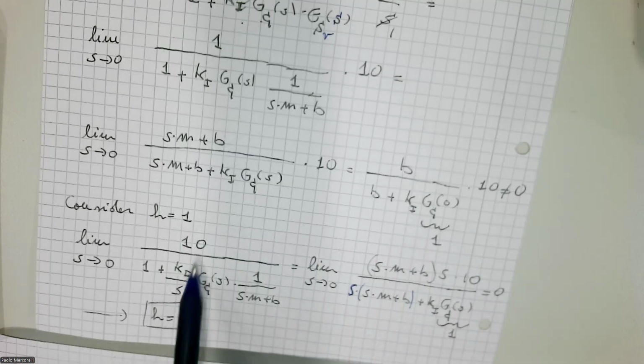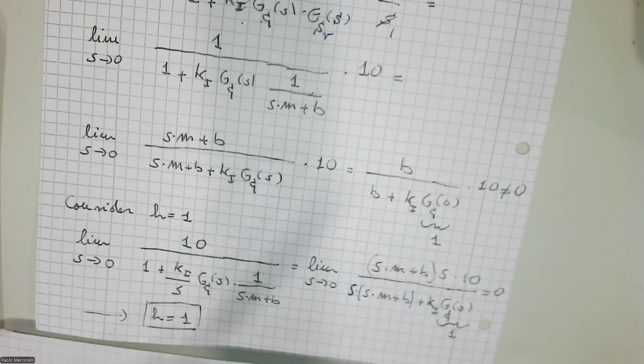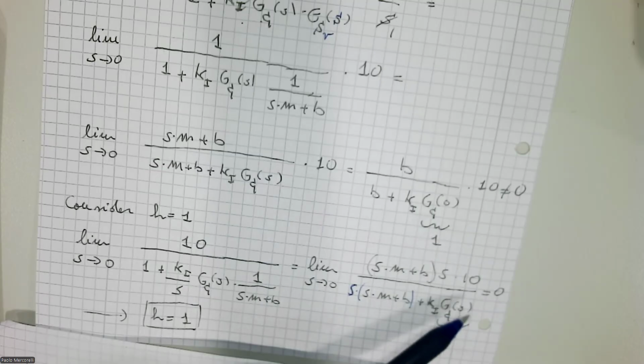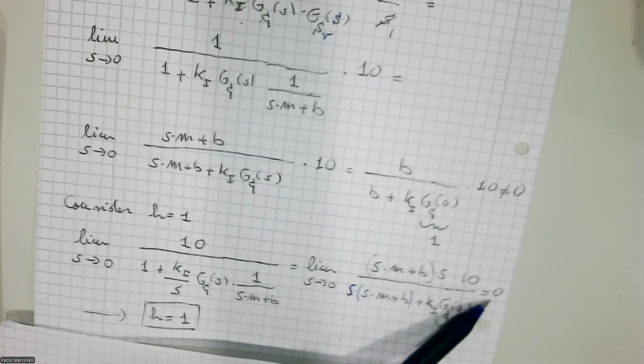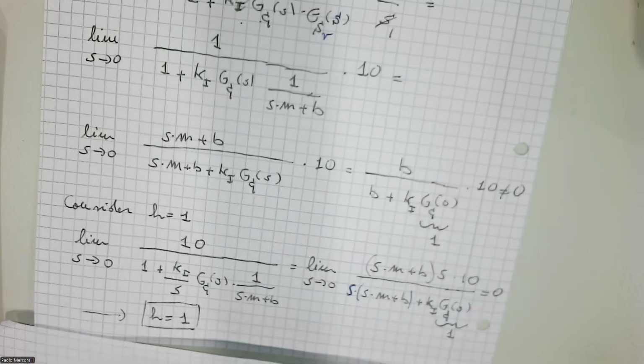I'm asking you, from here to here is clear? Now we can see that because of the presence of this S here, the limit is 0. In accordance with the theory which I told you, which I also demonstrated in the lecture, we are sure that we will achieve the error equals 0 in infinite time.